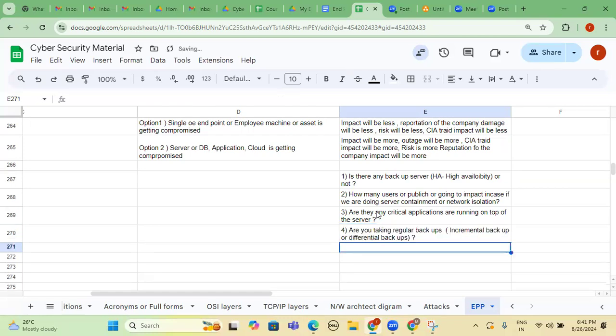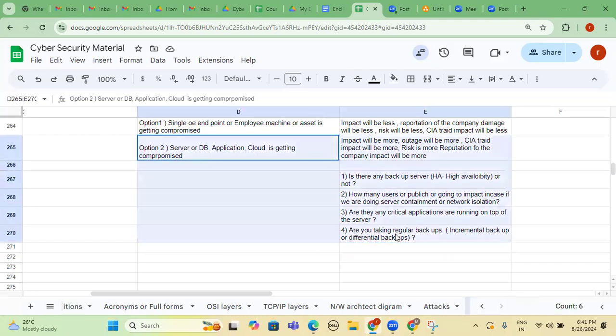So these are all the questions we have to ask in case a critical server or asset is getting compromised. Don't make the decision from your side when doing the containment and making sure the infection is cleaned. For option 2, these are the things we have to ask the respective business owner, or whoever is taking care of the application, the data, the respective database or server or asset. This is what you have to explain at the time of the interview as well.